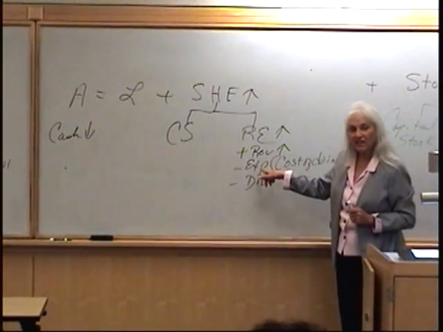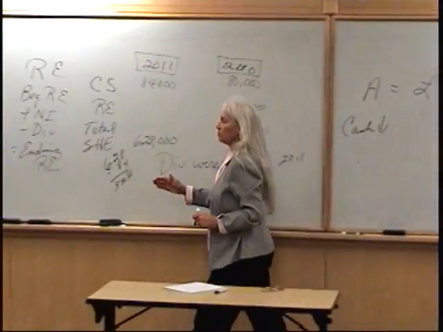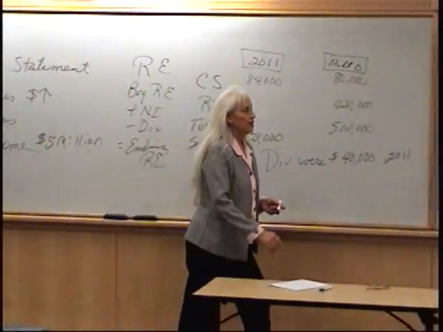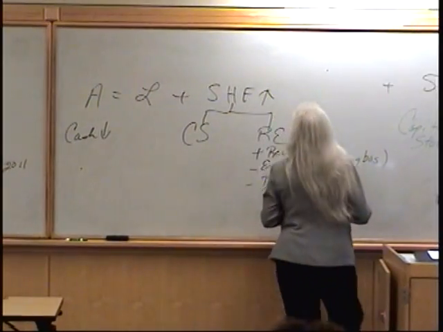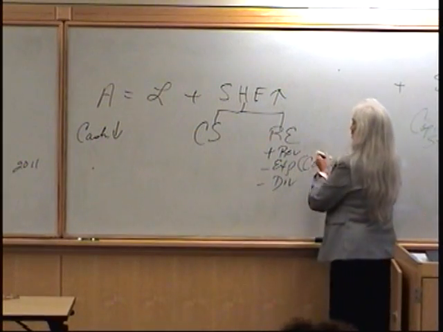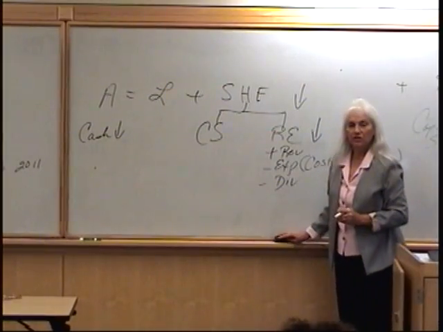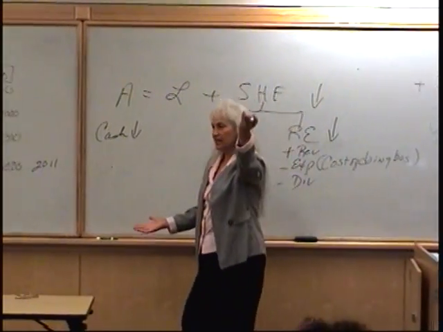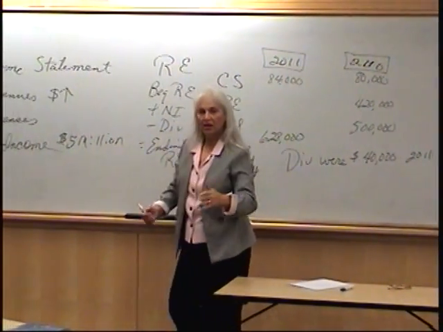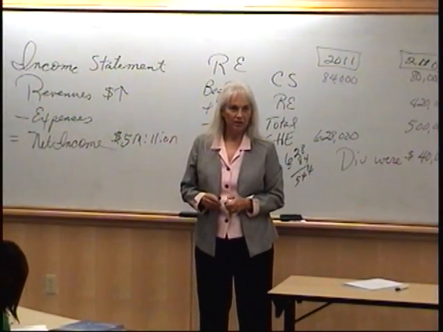So when I subtract an expense, what does it do to my net income? When I subtract these expenses, what does it do to my net income down here? It makes it go down, right? So every time I have an expense, it makes my retained earnings go down, my stockholders' equity goes down. So a revenue transaction makes assets go up, stockholders' equity go up. What does an expense do? Makes my assets go down and makes my stockholders' equity go down.